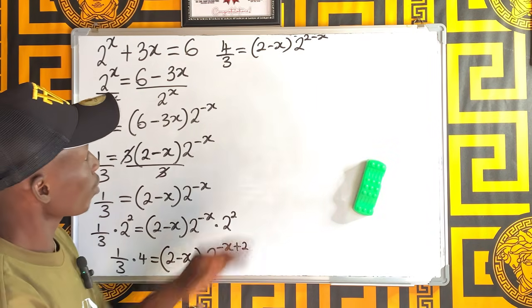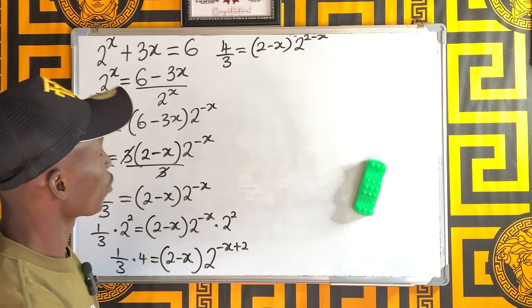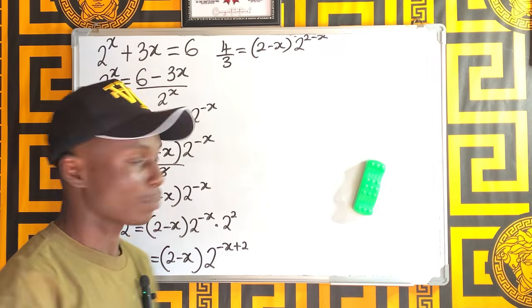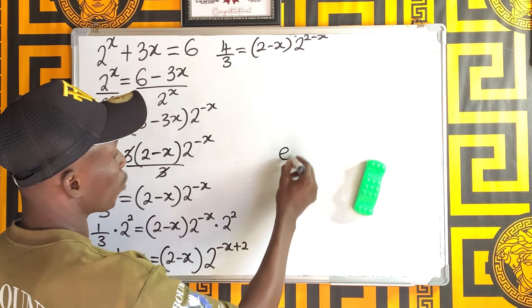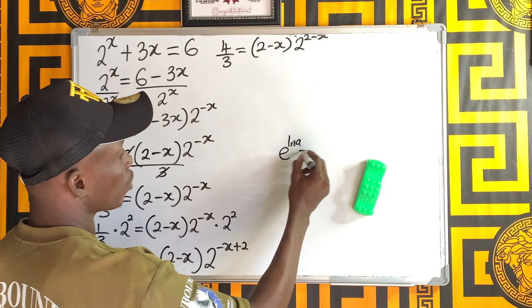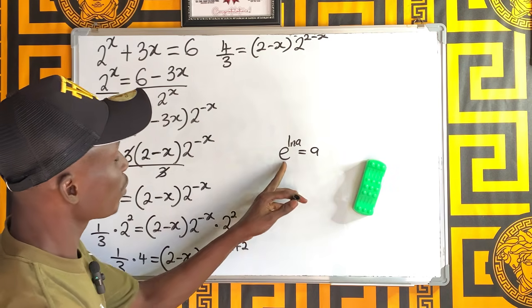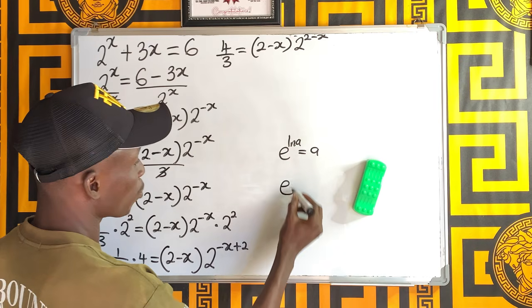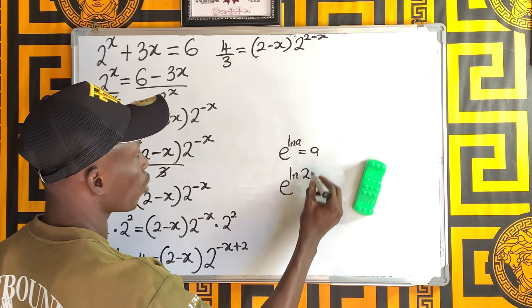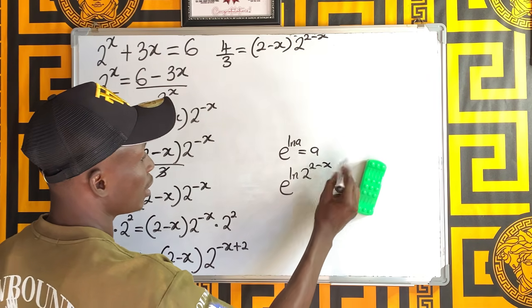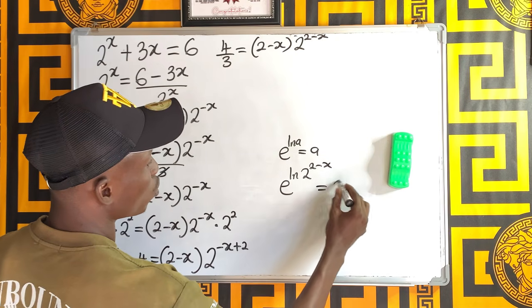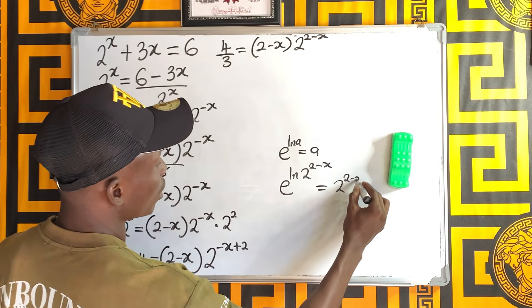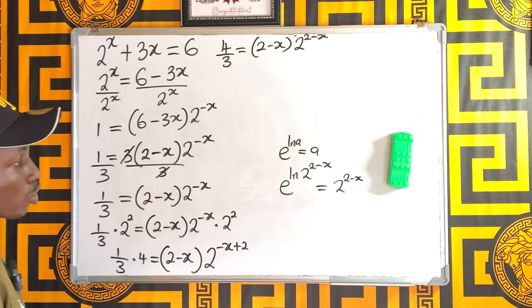Now at this point, we want to apply one of the properties of logarithm: e raised to the power of ln a is equal to a. If this is true, then e raised to the power of ln of 2 raised to 2 minus x is also equal to 2 raised to 2 minus x. Wow, this is progressive, right?